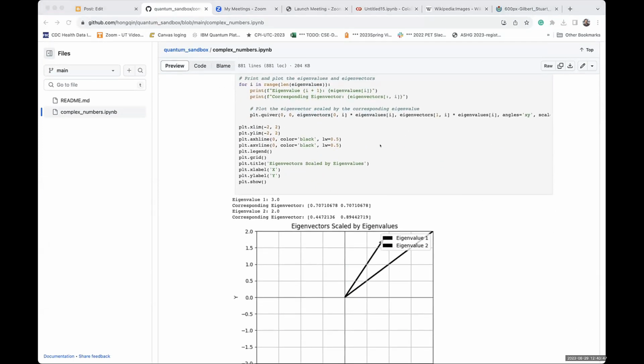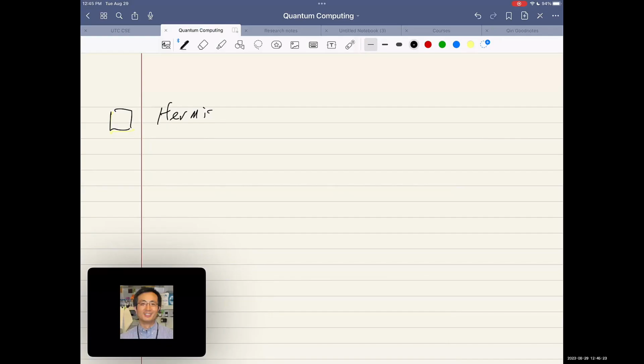Okay, so this is the eigenvector and eigenvalue, and the next two parts will touch on two very important concepts for quantum computing. That would be the Hermitian and unitary matrix, and the tensor product. So let me go back to my iPad again. Let's first talk about the Hermitian matrix.